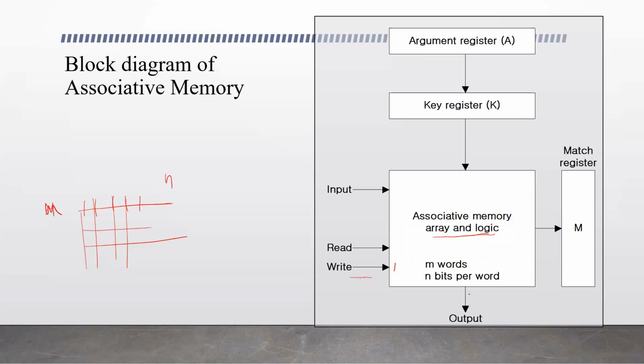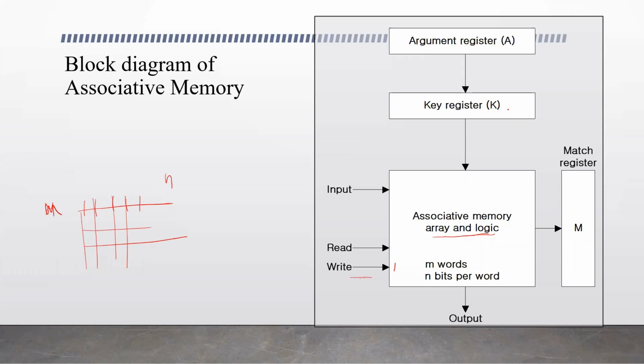Reading data from memory here is done based on the content. It is content addressable memory. And here we have three registers: the argument register, represented as A, the key register, K, and the match register, M. This argument register has n bits.